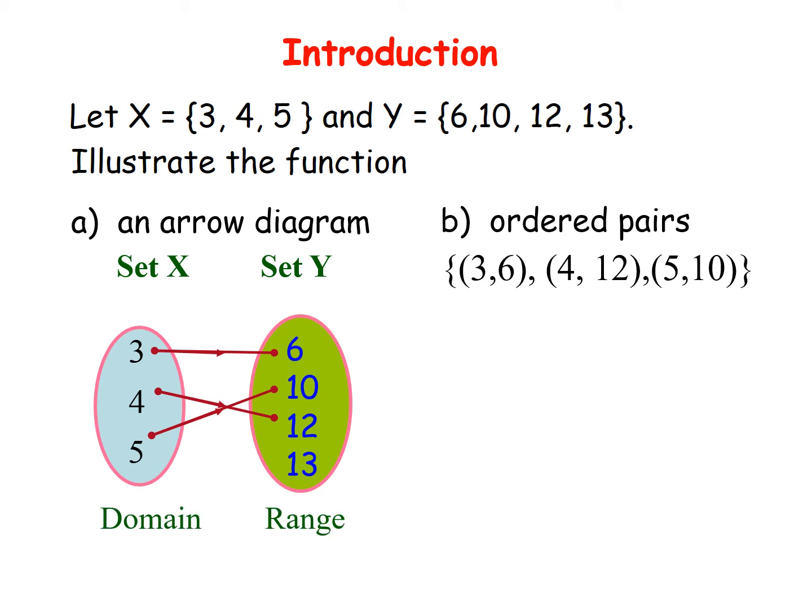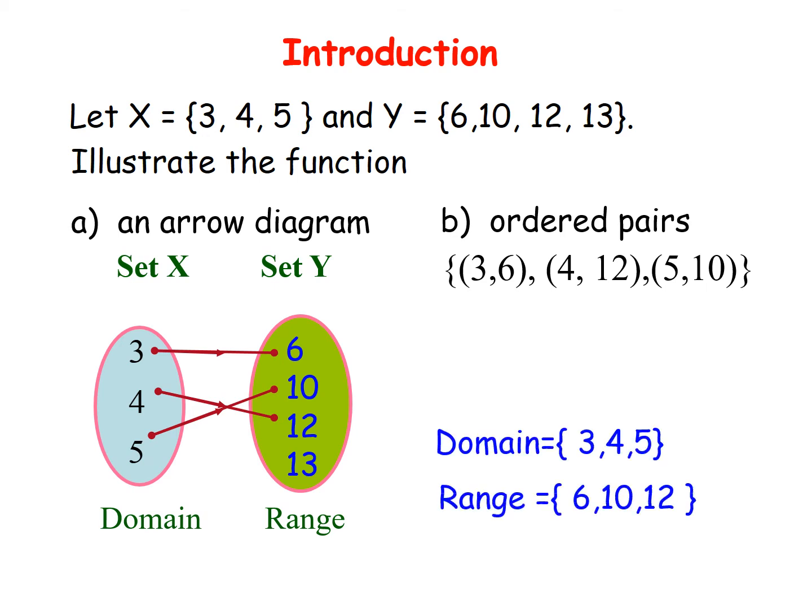And then the domain and range. The domain is 3, 4, 5 and the range is 6, 10, 12. But the codomain is 6, 10, 12, 13. So range is the image, but codomain is the elements in set Y.